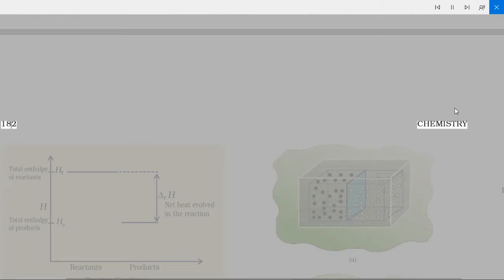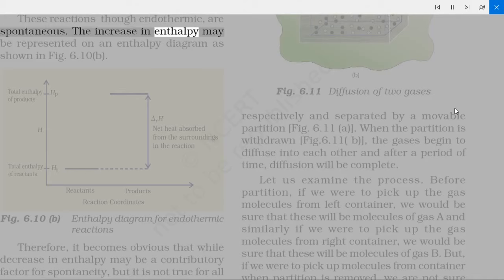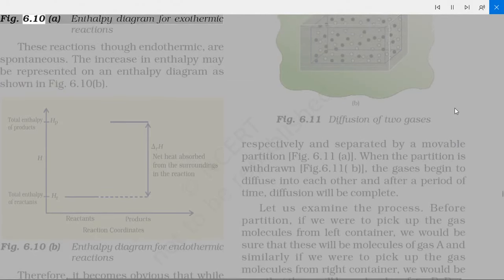These reactions, though endothermic, are spontaneous. The increase in enthalpy may be represented on an enthalpy diagram as shown in Fig. 6.10 B. Fig. 6.10 A. Enthalpy diagram for exothermic reactions. Fig. 6.10 B. Enthalpy diagram for endothermic reactions.